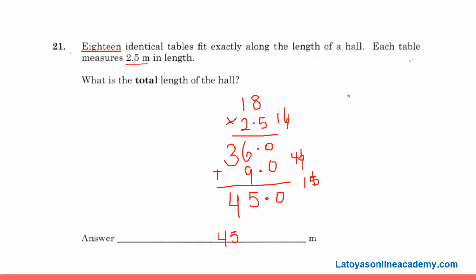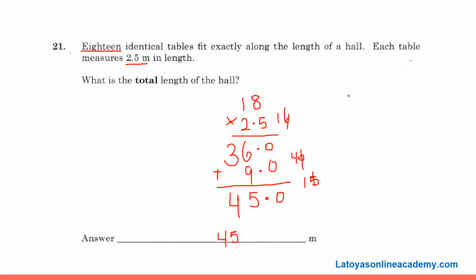Question number 21. 18 identical tables fit exactly along the length of a hall. Each table measures 2.5 meters in length. What is the total length of the hall? This question is simply asking us to multiply. We are going to multiply 18 by 2.5. Be mindful when you are multiplying your decimal points that you maintain your points.